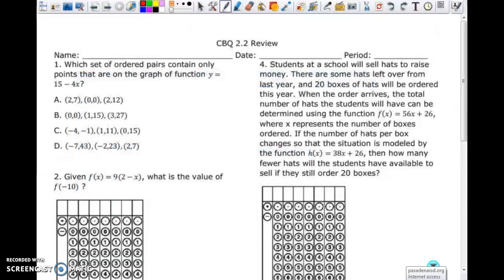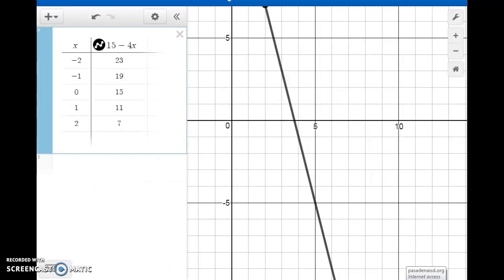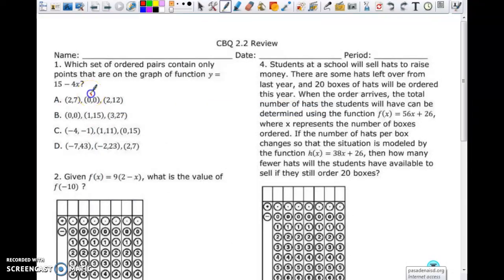Check. The second point is 0, 0. Is that on my table? 0, 0. Nope, that doesn't work out. So A cannot be it. B, I already know this first point 0, 0 is not on it, so I'm not even going to waste my time. B cannot be the answer.